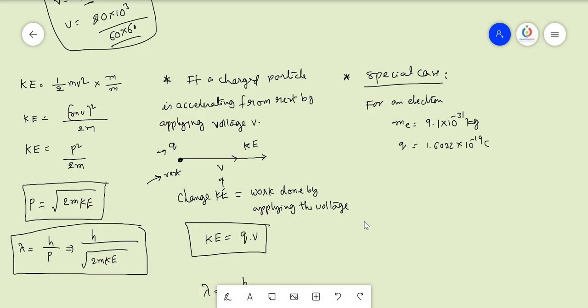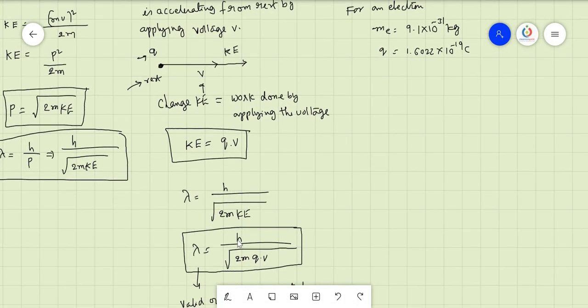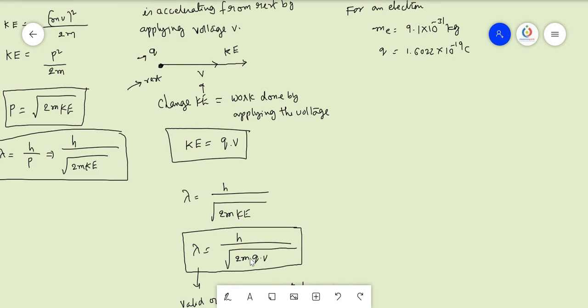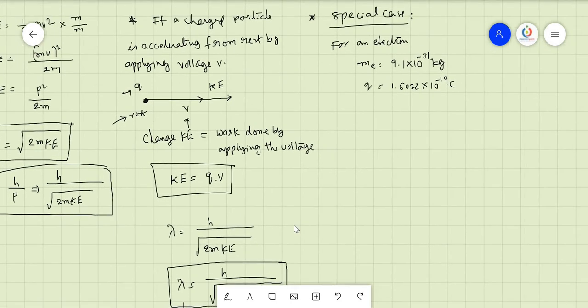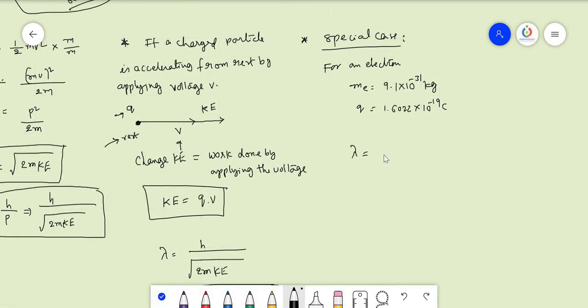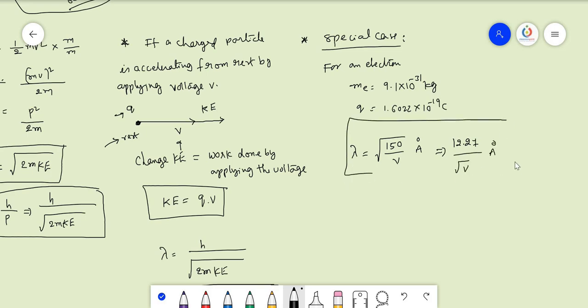So by applying these values, which are constants, in this particular form, because h is constant, 2 is constant, and mass of the electron is constant, and the charge of the electron is also constant. By applying these four values here, we get another form. That means lambda can easily be calculated for an electron as lambda equals root 150 by V angstroms. Even if you feel difficulty in getting the value of root 150, there is another one, that is 12.27 by root V angstroms. So this is another best formula that can be used for the electron, and this is only valid for electron.